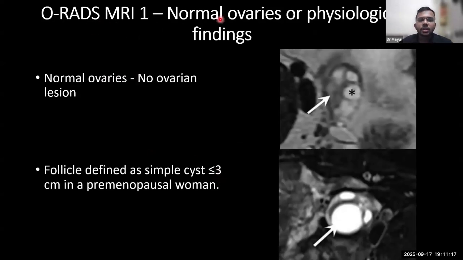O-RADS 1 includes normal ovaries or physiological findings. The appearance of normal ovary on MRI, where there is no adnexal lesion, is included in O-RADS 1. A follicle is defined as a cyst less than or equal to 3 cm in diameter in a premenopausal woman. It is a physiological finding and hence included in O-RADS 1.